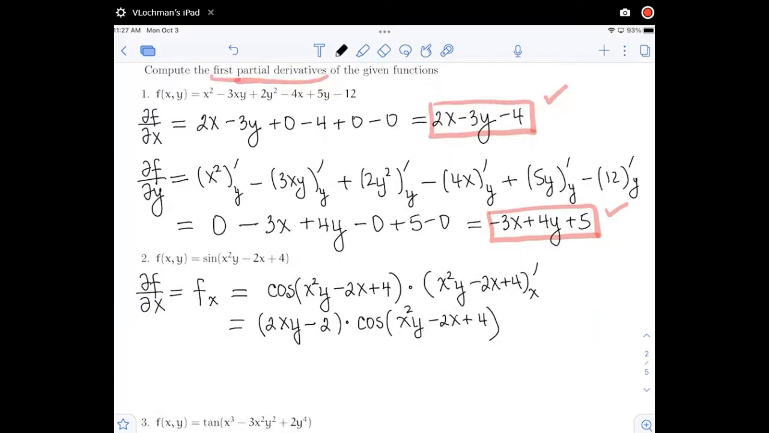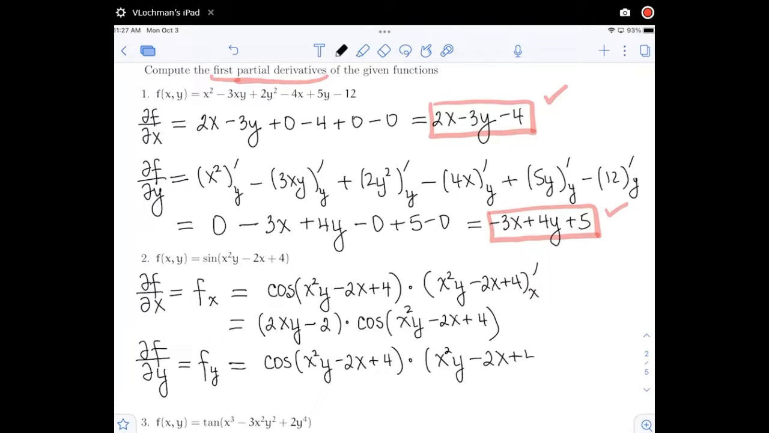Okay, let's do df dy, or you can call it f subscript y. Okay, let's see. This would be cosine of x squared y minus 2x plus 4. That part is the same, right? Times the expression inside differentiated with respect to y. Okay, what would that be?